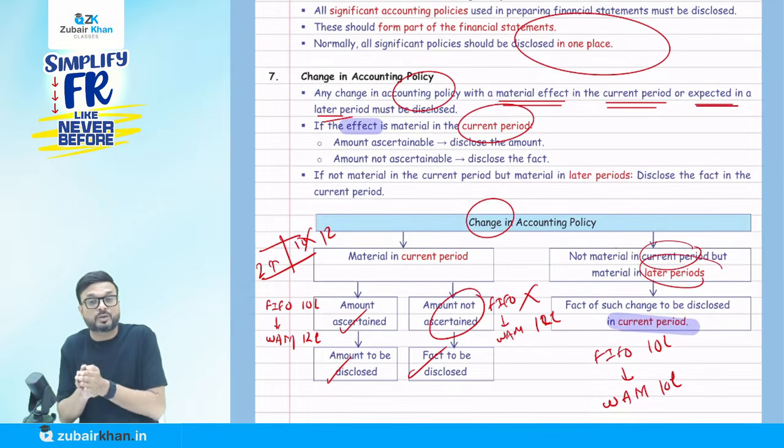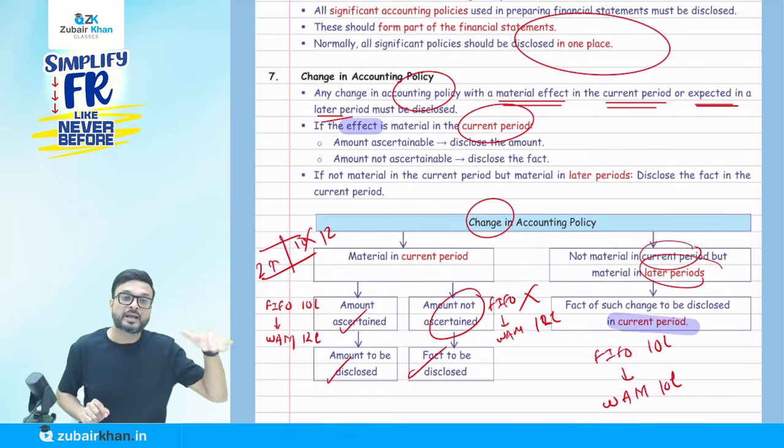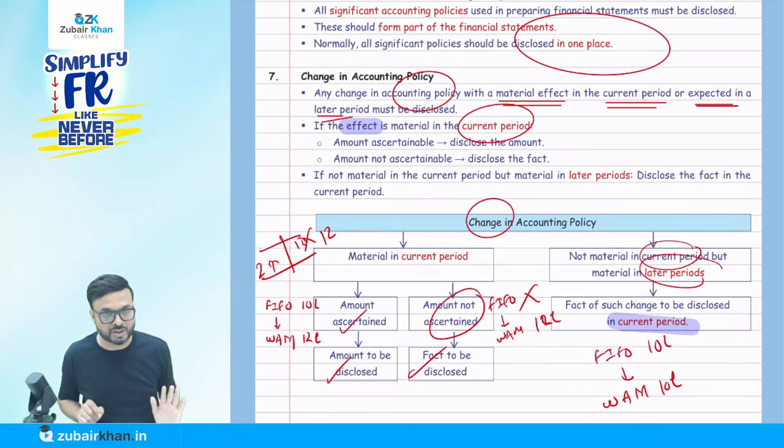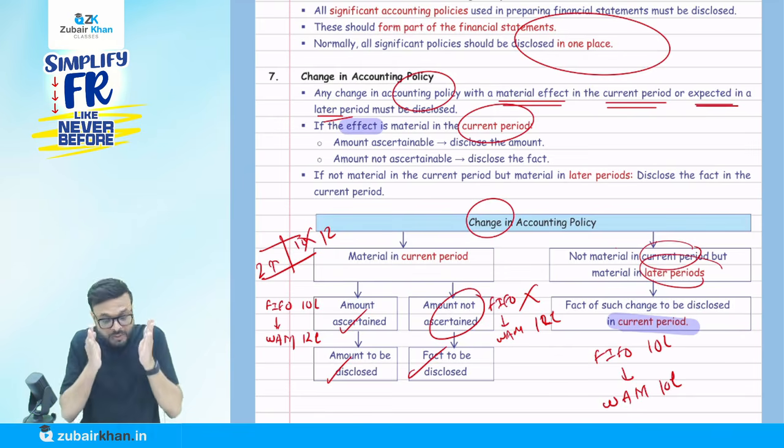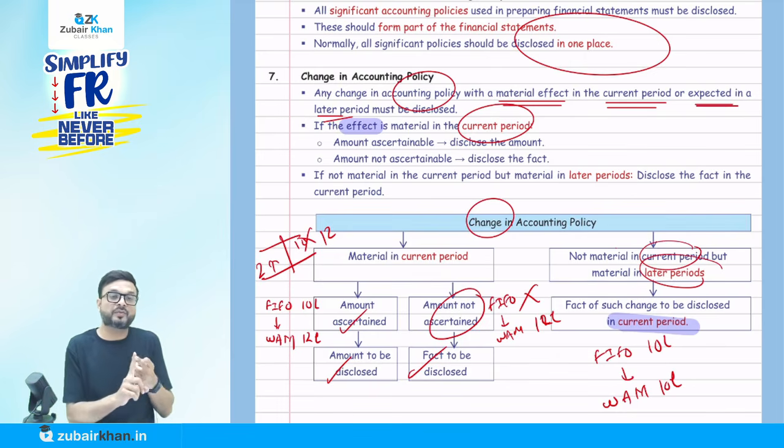So we have to mention in notes to accounts that we have changed the accounting policy. The effect is going to come in the coming financial year, and it will affect my profit in the coming financial year, and we have to disclose this in the current year. So here ICAI says, okay, we have changed the accounting policy, it is going to affect future period profit. So should we disclose in the current year?